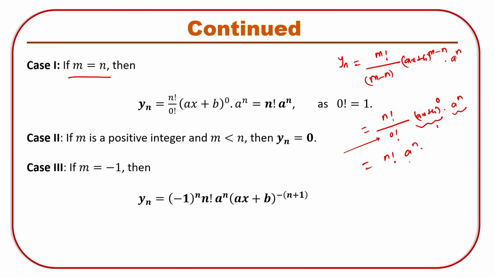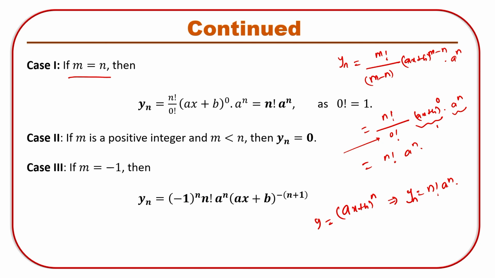So, yn when m equal to n, that means if I find out (ax plus b) power n, and then if I need y of n, then it will be nothing but n factorial a power n. That is quite brilliant, thanks. I mean, you have to just find out the polynomial and the nth derivative is at your desk.